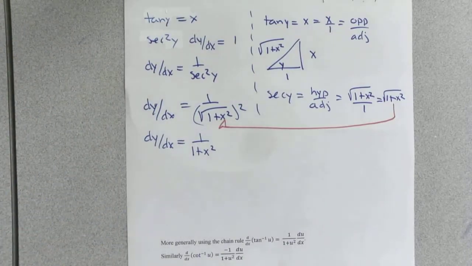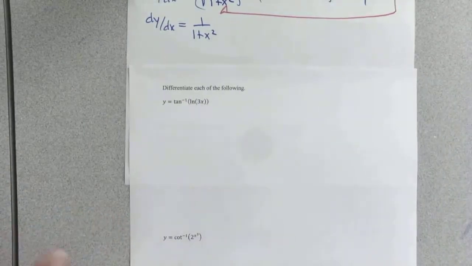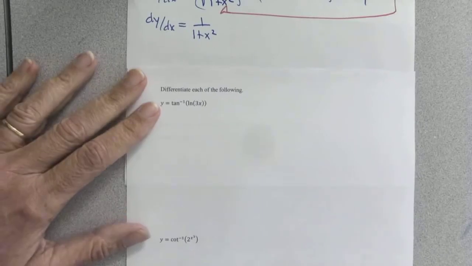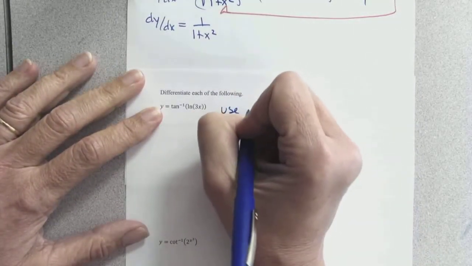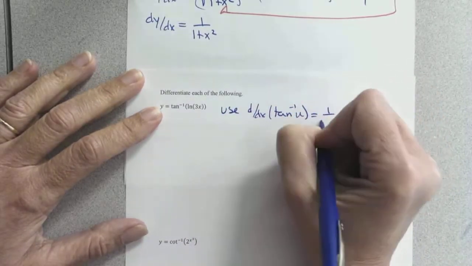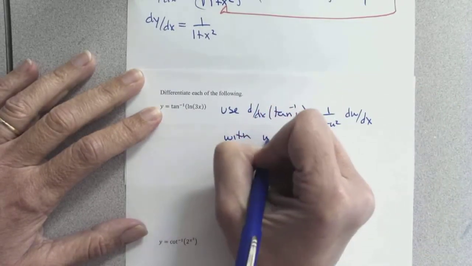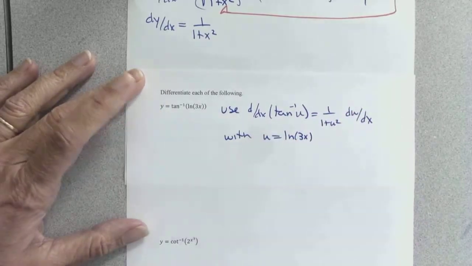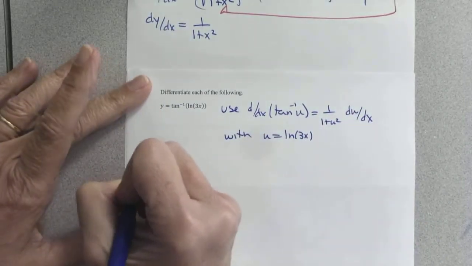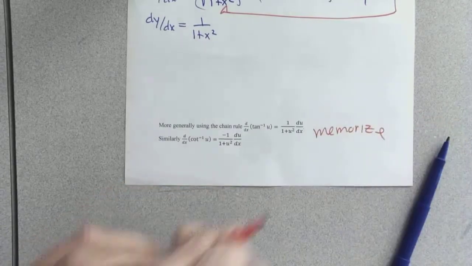So let's do a problem. Tan inverse of the natural log of 3x. So we are going to use that the derivative of tan inverse of u is 1 over 1 plus u squared, du dx, with u equal to the natural log of 3x. So I just start applying the formula. And so you've got to memorize these formulas. And I forgot to write down here, memorize. You need to know these formulas.